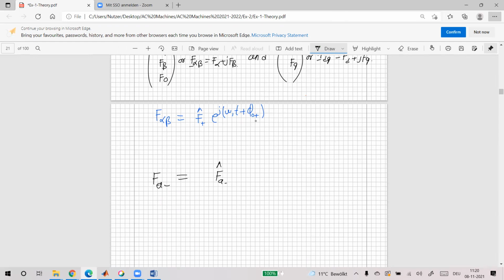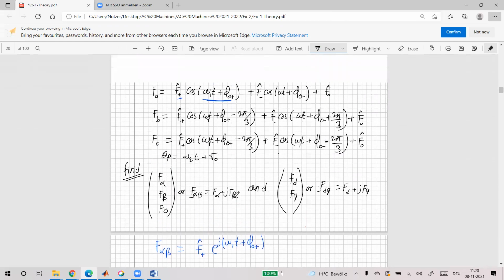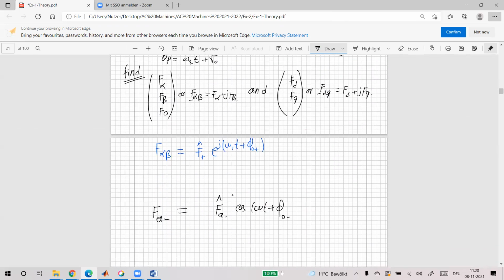fa minus cap cos omega t plus phi naught minus. What I do now is I write it like this: minus omega t minus phi naught minus. Is this okay? And you know that cos minus theta is equal to cos theta. Is this fine? Yeah, we of course have t here.